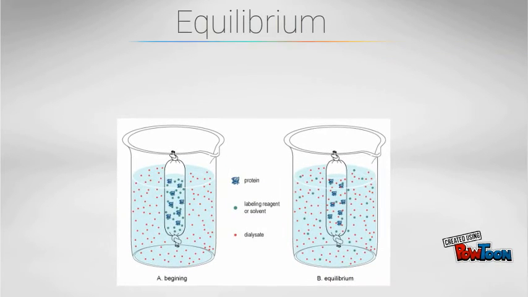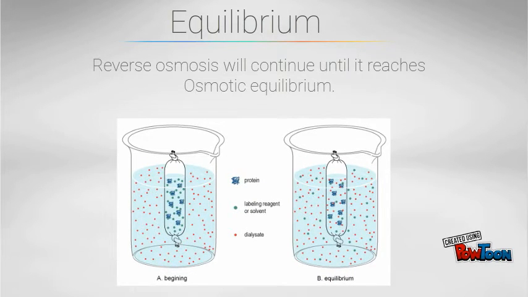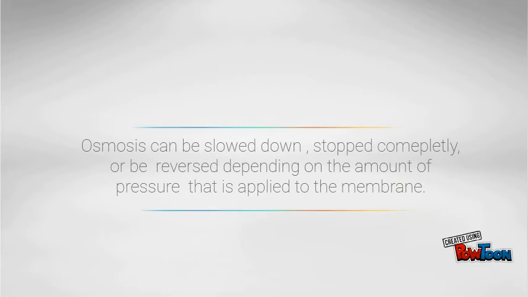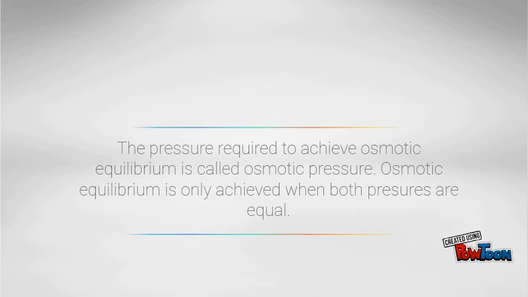Equilibrium. Reverse osmosis will continue until it reaches osmotic equilibrium. Osmosis can be slowed down, stopped completely, or even reversed depending on the amount of pressure that is applied to the membrane. The pressure required to achieve osmotic equilibrium is called osmotic pressure. Osmotic equilibrium is only achieved when both pressures are equal.